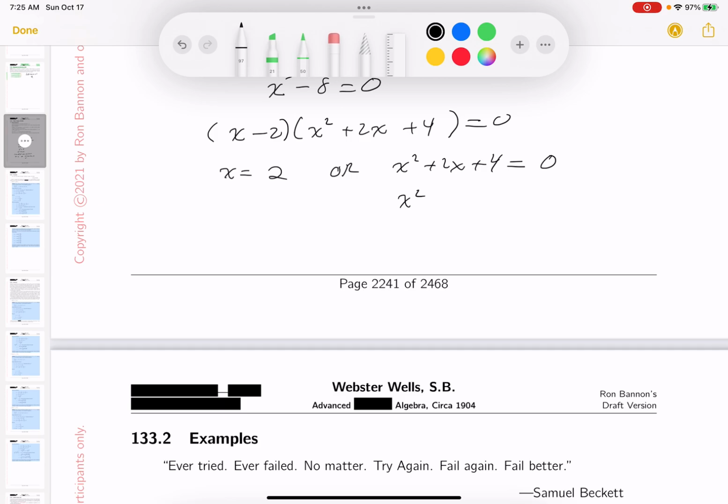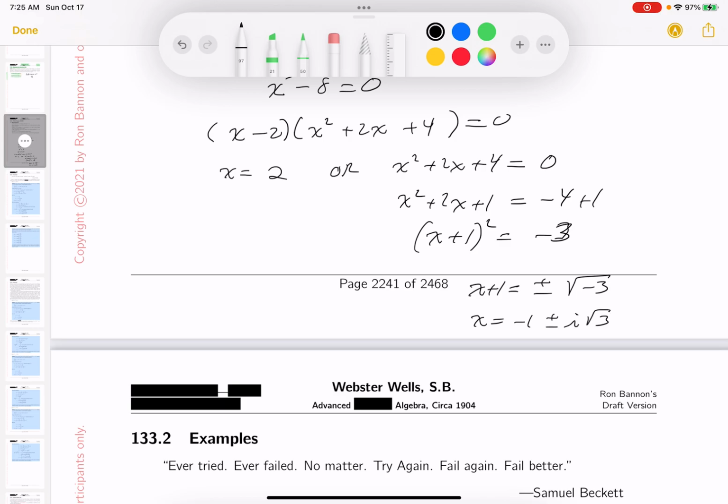x squared plus 2x equals minus 4. Complete the square by taking half of 2, which is 1. Square it, you get plus 1. And what do you get? A perfect square: x plus 1 squared equals minus 3. Then x plus 1 would equal plus or minus the root of minus 3. x would equal minus 1 plus or minus, well, the square root of minus 3 is i root 3. So we found 3 roots.